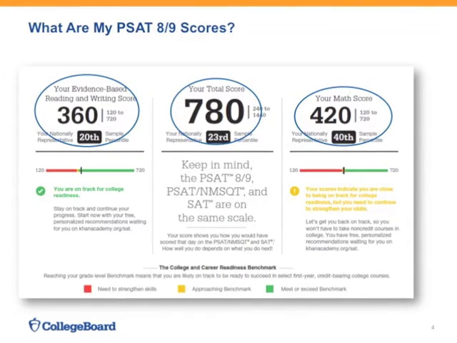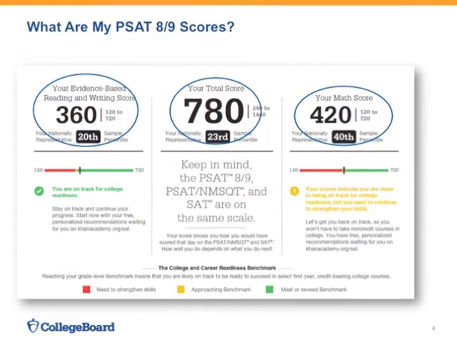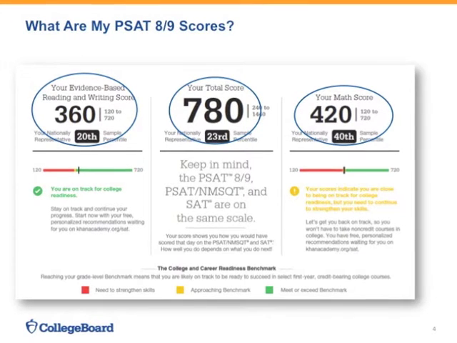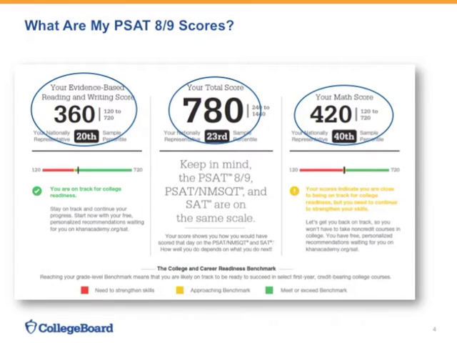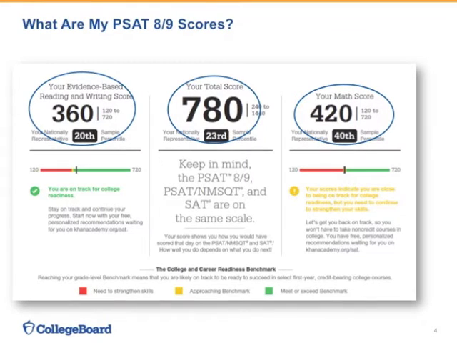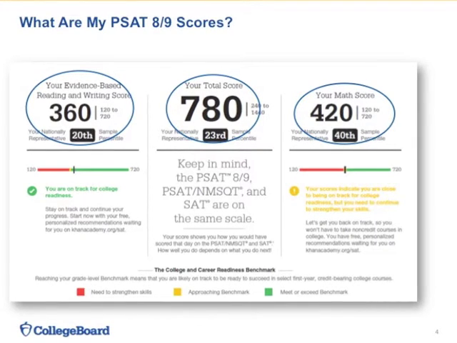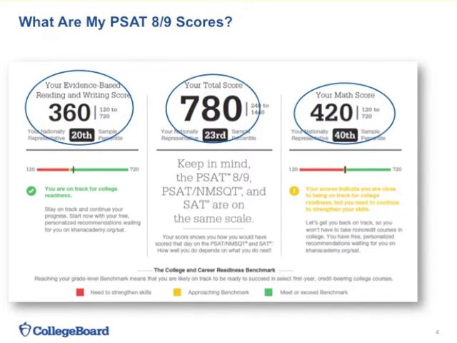As we open up our tests, what you're going to find for the scores is there's three numbers. The one on the left is your evidence-based reading and writing score, and the one on the far right is your math score. The one in the middle is your total score. That total score obviously combines the reading and writing score as well as the math score. Also on this page and on this slide, I want to point out the red, yellow, and green line right underneath those scores. These will indicate whether a student is considered college ready based on certain benchmarks.